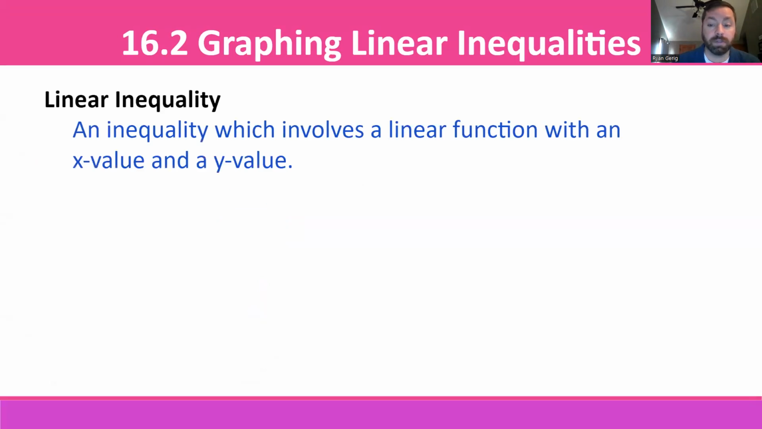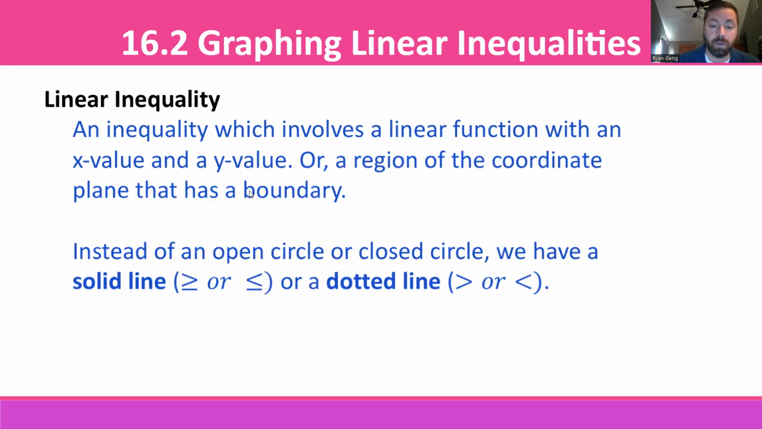First difference that you should see is an inequality which involves a linear function with an x value and a y value. So it's got two variables. The one that we just did had only one. What does that do? Well, it creates a region on the coordinate plane that has a boundary. Instead of an open circle or a closed circle, we're going to have a solid line or a dotted line. And you're going to be able to tell that by looking at the symbol. Greater than or equal to, less than or equal to are going to be solid lines. Greater than, less than are going to be dotted lines. Now, this probably is a little confusing right now. Let's do a couple examples to make sure you understand.